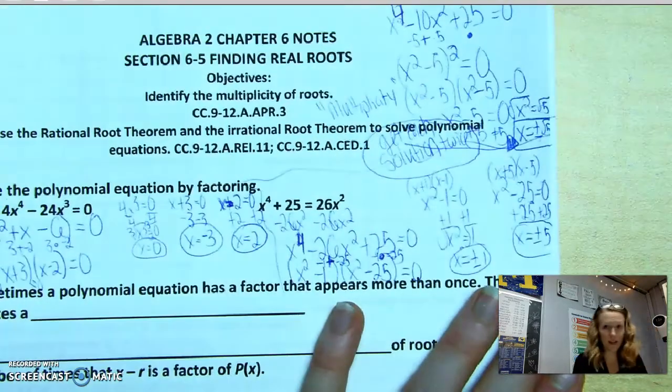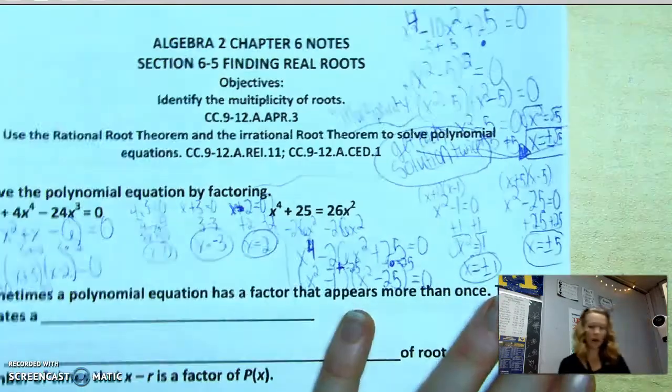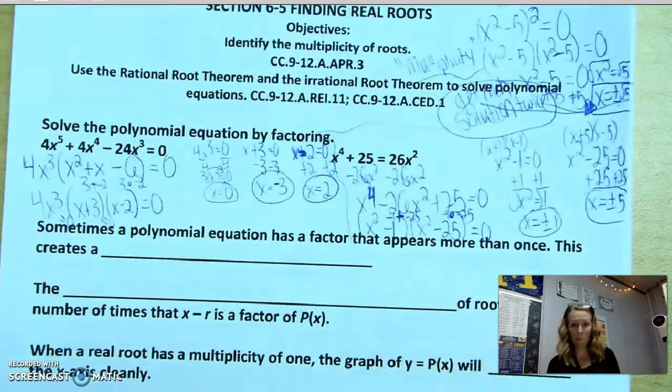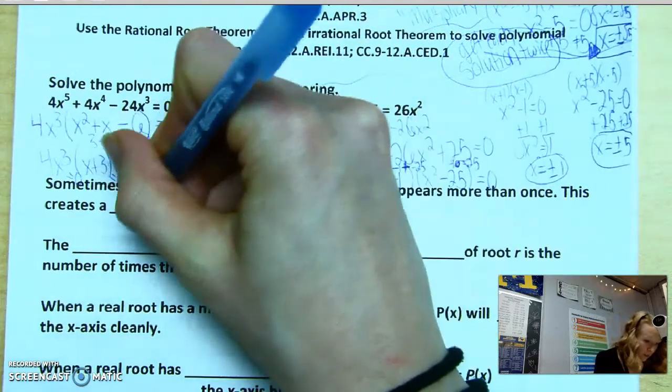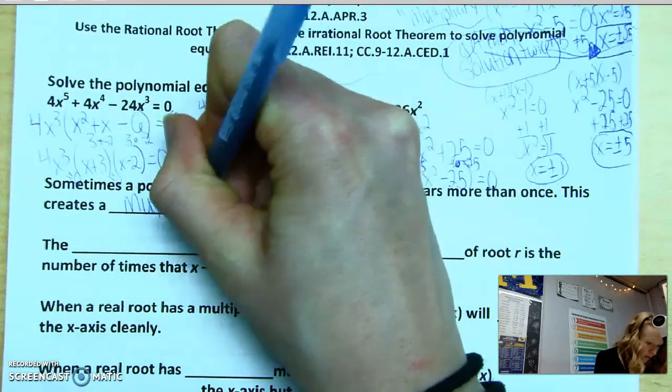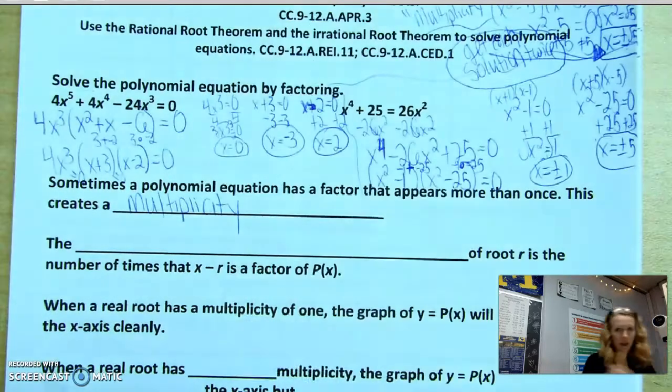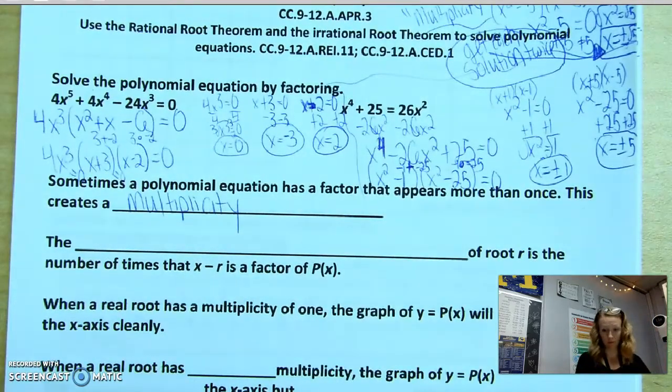So how many times do I see that answer? Twice, right? The multiplicity is 2. So once again, if you have a factor that appears more than once, this creates a multiplicity. And the multiplicity is how many times you see that root, right?